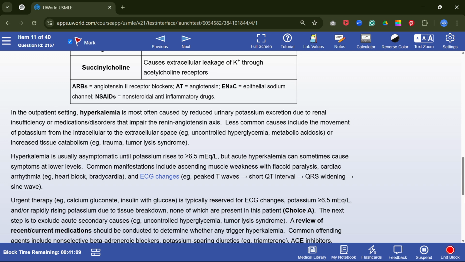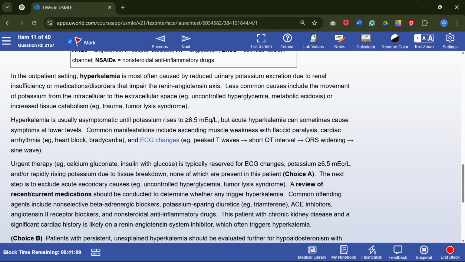A review of the current medications should be conducted to determine whether any trigger hyperkalemia. Common offending agents include non-selective beta blockers, potassium-sparing diuretics, ACE inhibitors, ARBs, non-steroidal anti-inflammatory drugs. The patient with CKD and a significant cardiac history is likely on a renin-angiotensin-aldosterone system inhibitor, which often triggers hyperkalemia.